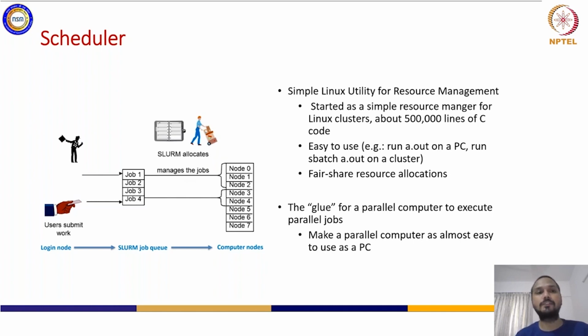One of the most popular schedulers is called Slurm, which is a simple Linux utility for resource management. It started as a simple resource manager. It has almost 5 lakh lines of C code. It is very easy to use. You can run it on your PC if you want to, by the way. Generally, it's used in a cluster environment.